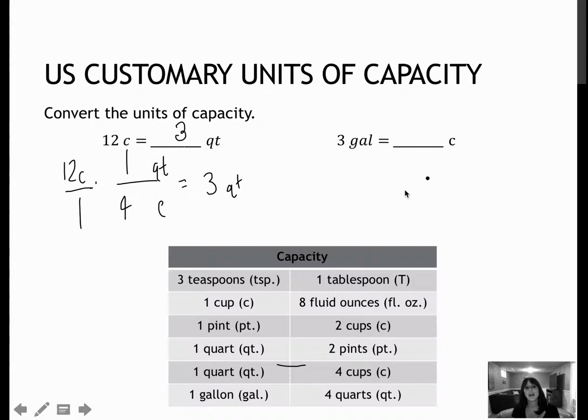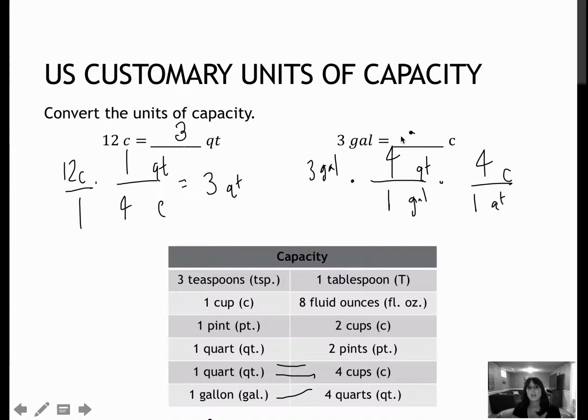From gallons to cups, gallons goes to quarts, but not to cups. So I can go from gallons to quarts, and then from quarts to cups. So I'm going to have to do that one. So I have 3 gallons, and my first conversion factor should have gallons here and should have quarts here. And my next one should have quarts on the bottom so that those quarts cancel out, and then cups on the top. So let's find 1 gallon to 4 quarts. So 1 gallon, 4 quarts, and then 1 quart, 4 cups. And so now we're just multiplying 3 times 4 times 4, and we end up with 48 cups.